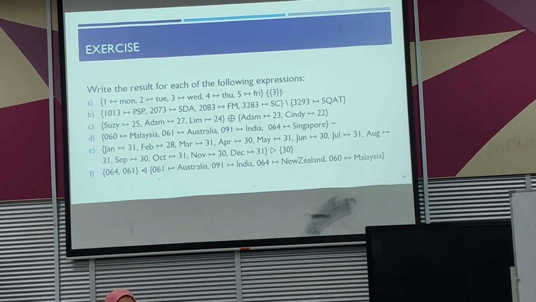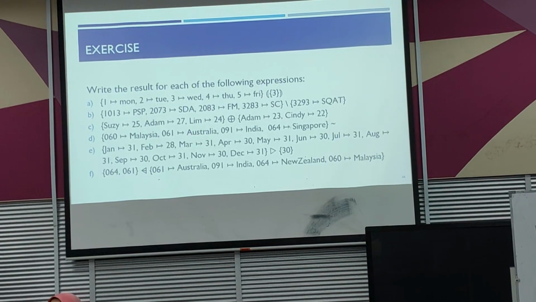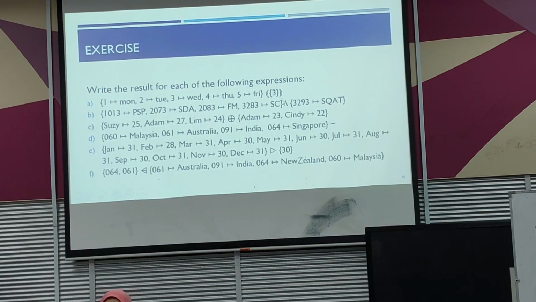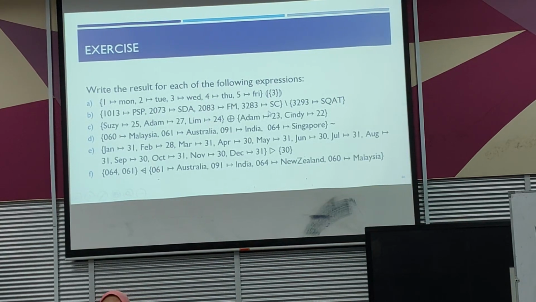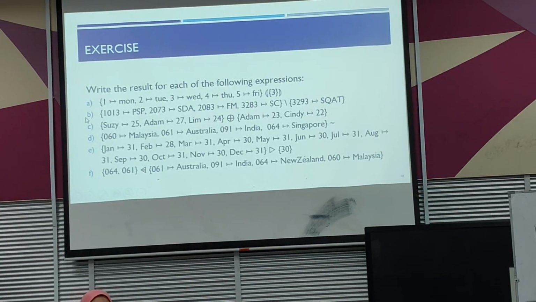What is the result of this one? You want to remove this one. Okay. What is the result for this one? So the answer will be to remain all this one. The output will be this one, because you want to remove but it does not exist. So the actual result will remain all this. You write down your answer yourself.